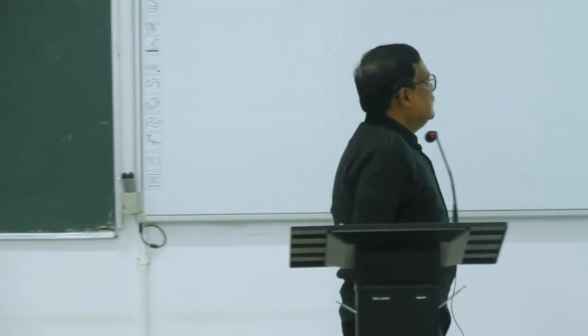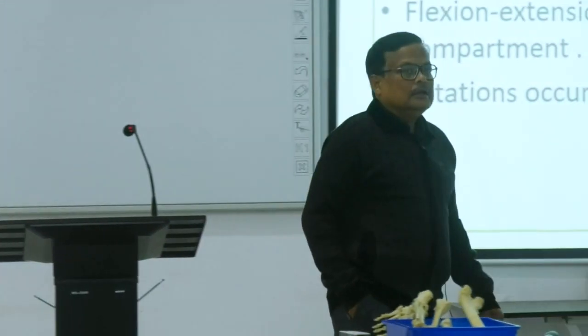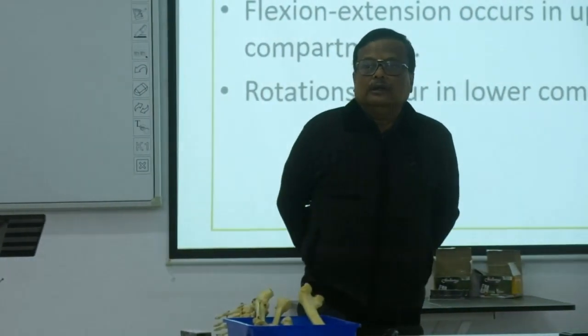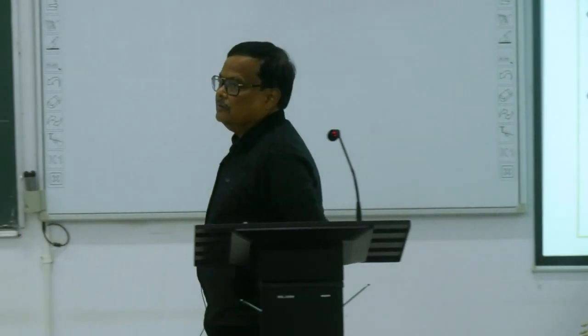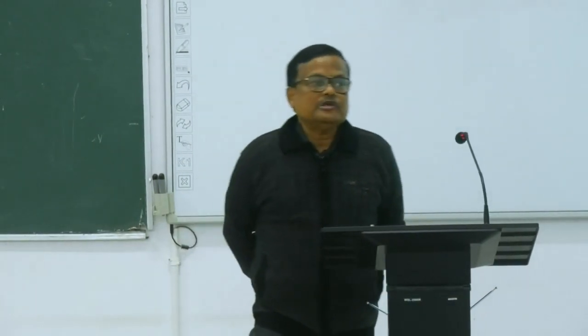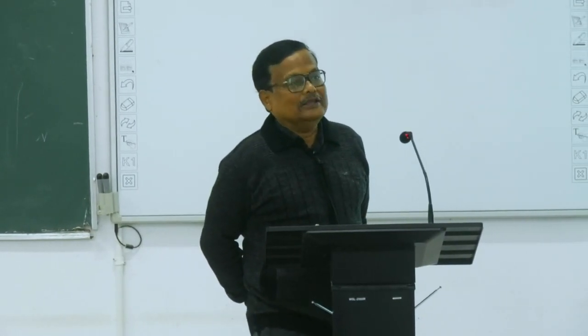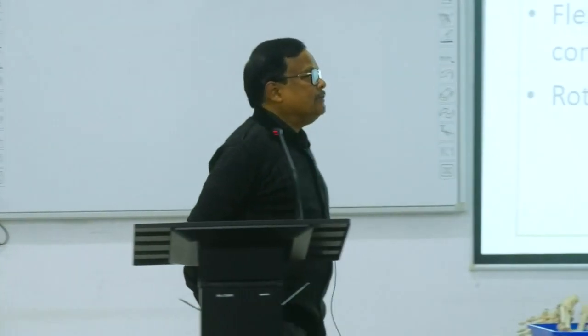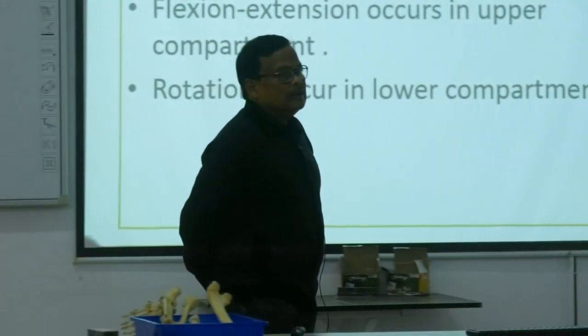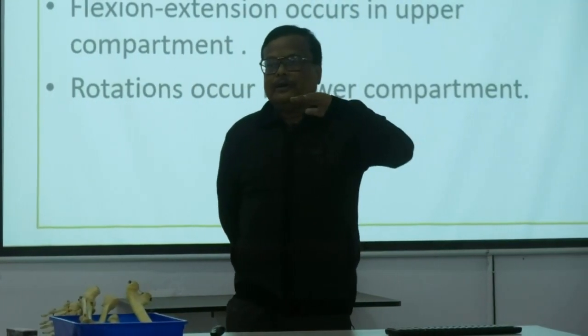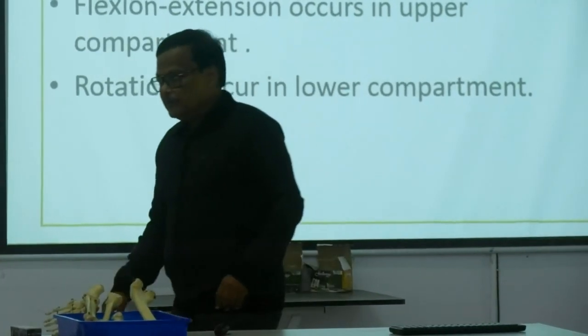There are two menisci in each knee joint, lateral and medial menisci. Lateral meniscus and medial meniscus. They are made up of fibrocartilage and partially divide the joint into an upper compartment and a lower compartment.